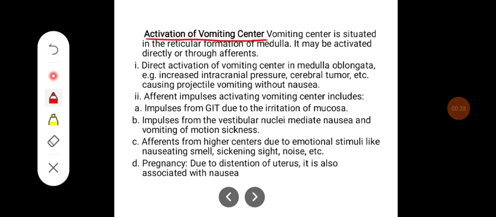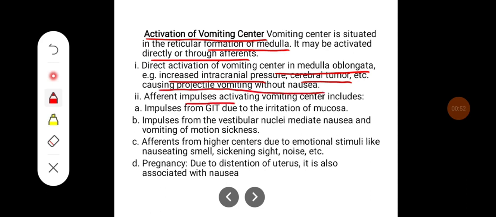Activation of vomiting center. The vomiting center is situated in the reticular formation of the medulla. It may be activated directly or through afferents. Direct activation of the vomiting center in the medulla oblongata causes are increased intracranial pressure, cerebral tumor, etc. It causes projectile vomiting without nausea.